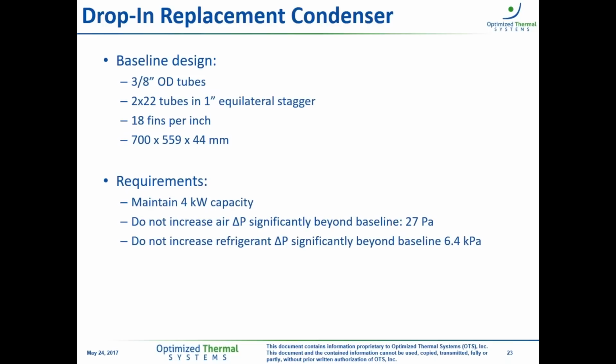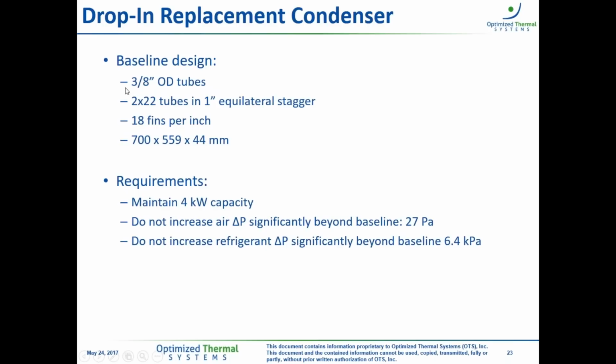So it's critical that we maintain the same capacity as the baseline system, that we don't increase the airside pressure drop, or else our operation with that fan may be threatened, and we don't increase the refrigerant side pressure drop. And also, crucially, we can't change the dimensions of the heat exchanger significantly because we're dropping in a replacement to replace this coil. We need to make sure that the new coil is going to fit in that same envelope, or else we'd have to change the design of the entire system, which would be unacceptable.